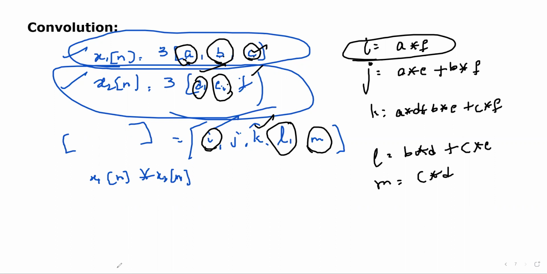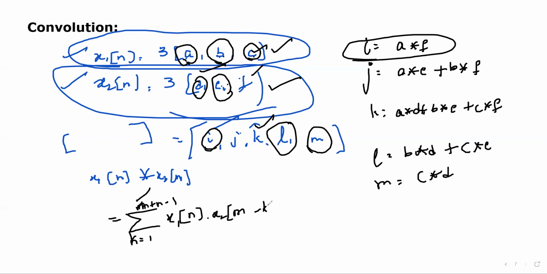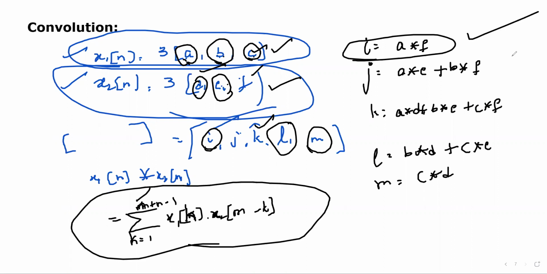So from this, I can write my equation as the summation over k equals 1 to m plus n minus 1, where m indicates the length of x1 of n and n the length of x2, of x1 of k into x2 of m minus k. Like this, if you perform the multiplication, I am able to get this sort of results.